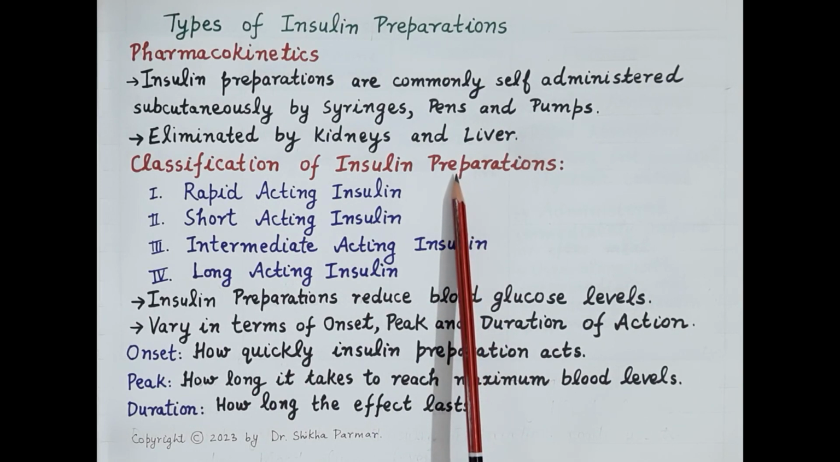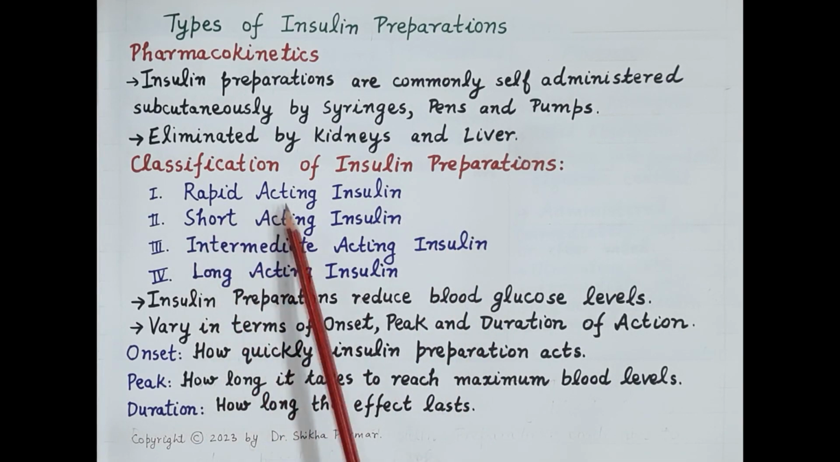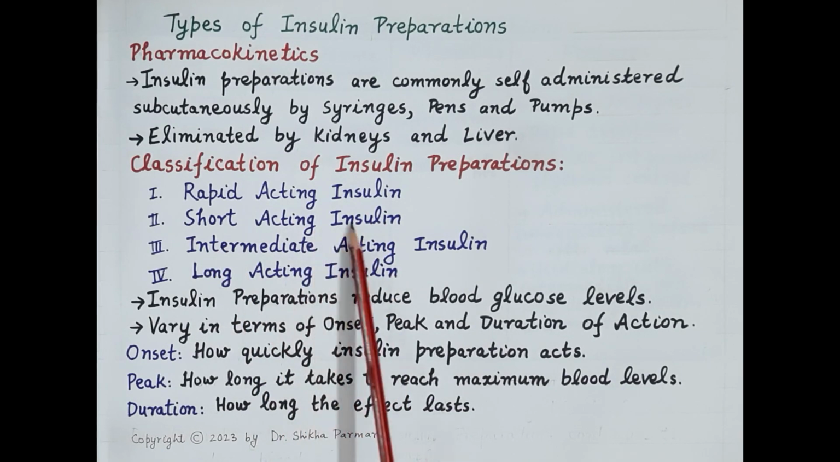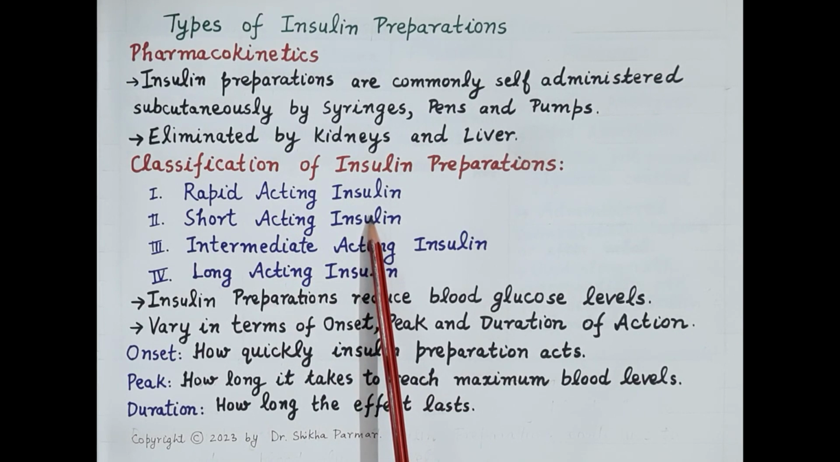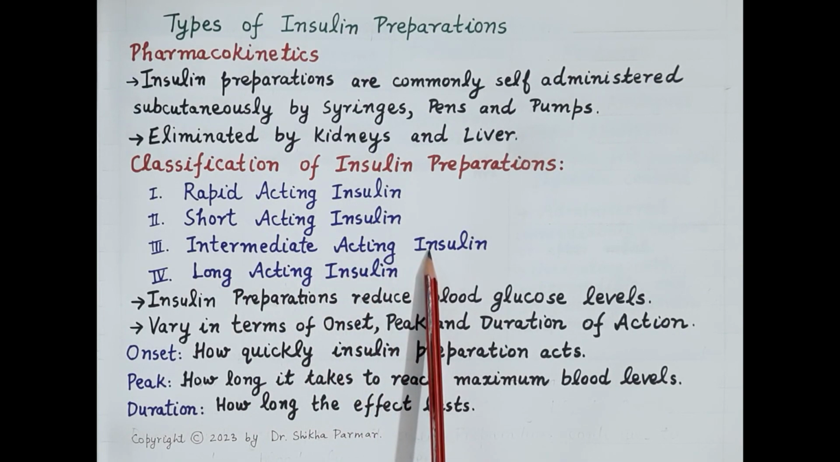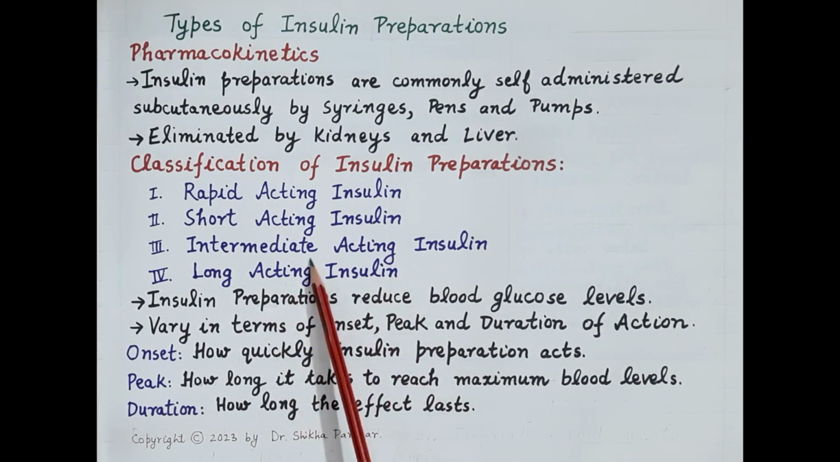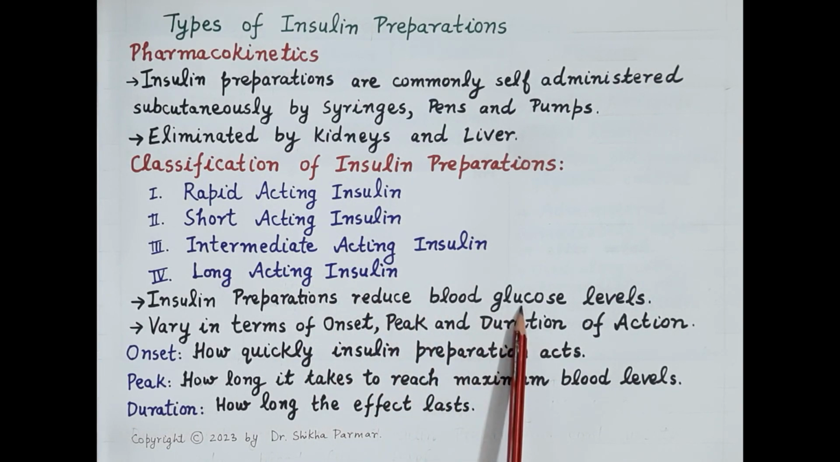Commercially available insulin preparations are categorized as rapid acting insulin preparations. These preparations produce their effect very quickly, in around 15 minutes. Then short acting insulin preparations, they have a short duration of action of 6 to 8 hours. Then intermediate acting insulin preparations, producing their effect for 20 to 24 hours depending upon the dose. Then long acting insulin preparations, these are effective for 24 hours or even more than that. All these insulin preparations primarily reduce the levels of glucose in the blood.